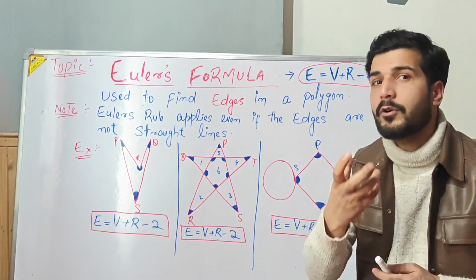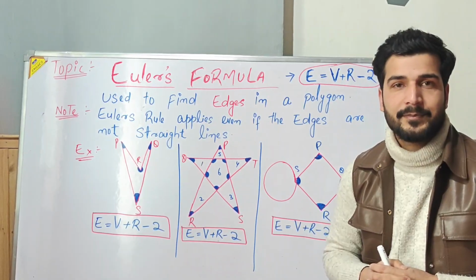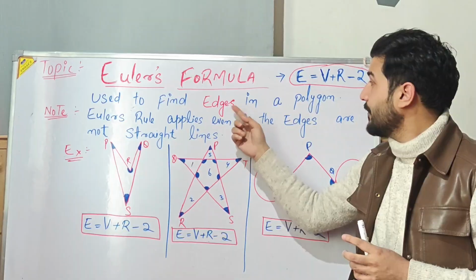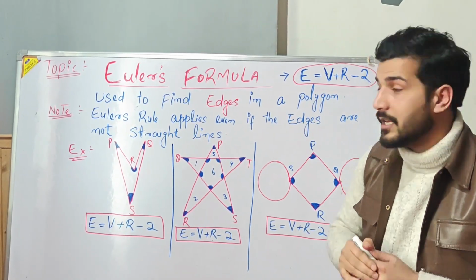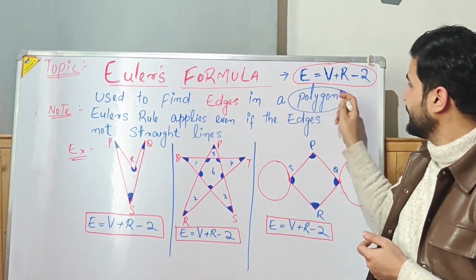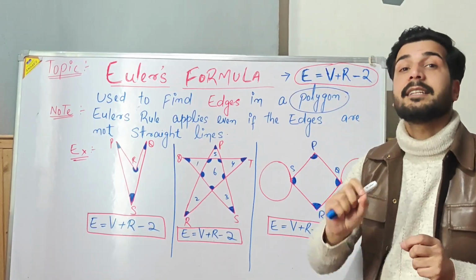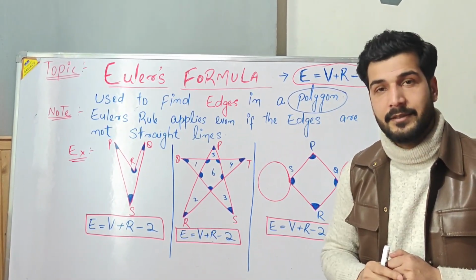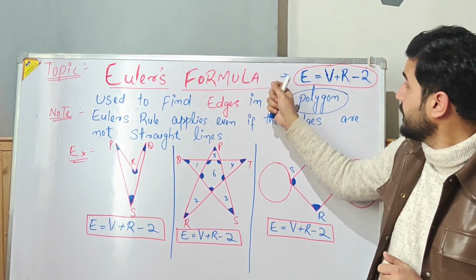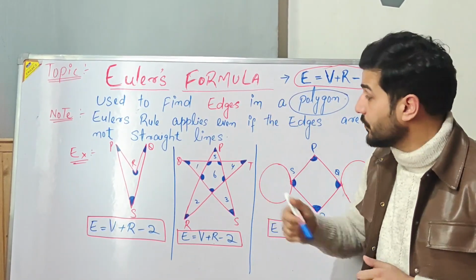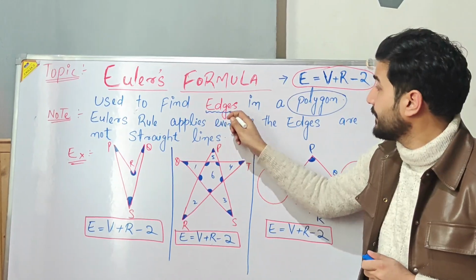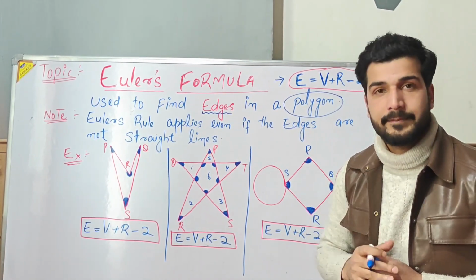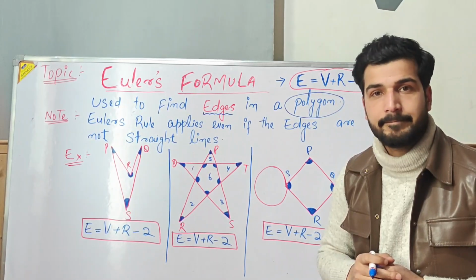It is one of the most important formulas in mathematics, which is used to find the number of edges in a polygon. So what do we mean by a polygon? By polygon we mean any-sided closed figure, right? So Euler's formula is used to find the number of edges of a polygon, right?